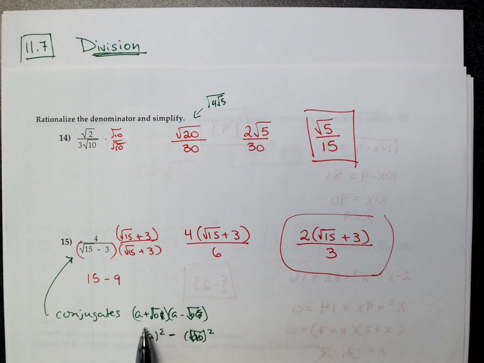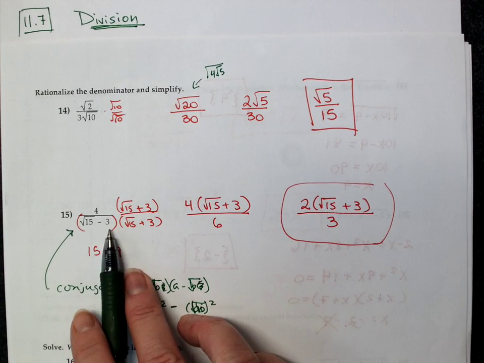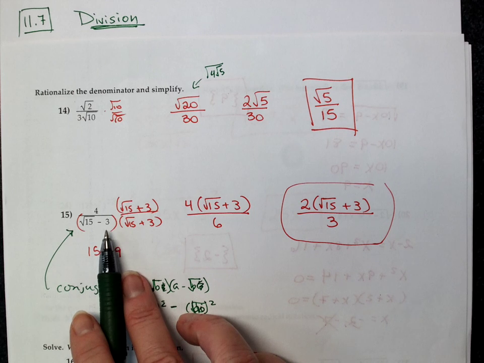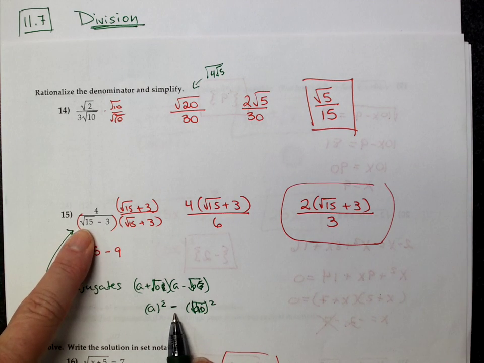Okay, so let's say we got an a and a radical, just a number and a radical, one's plus, one's minus. And in this one, the radical is first and the number second, or they might both be radicals. The whole point is your first term is squared and your second term is squared, and there's a minus in the middle. So if my first term is squared, what is square root of 15 squared?